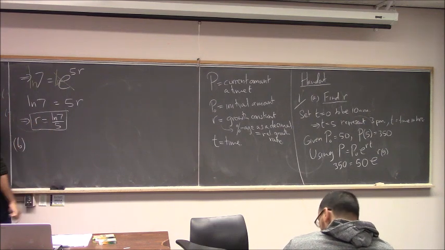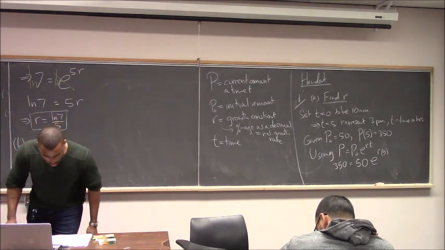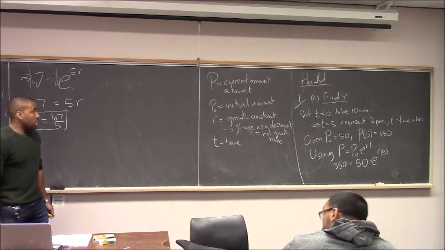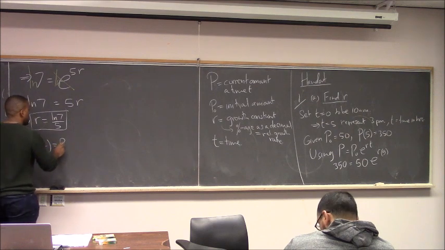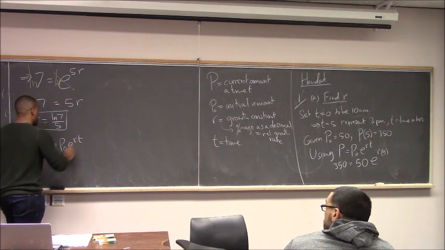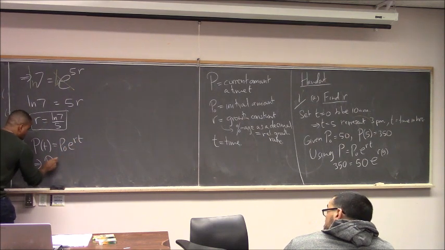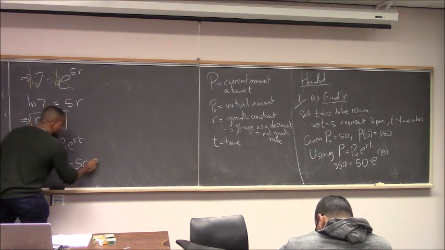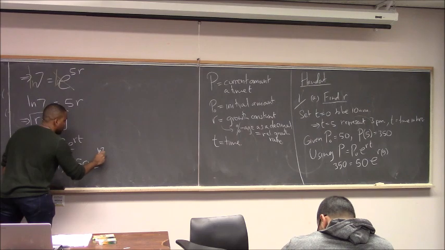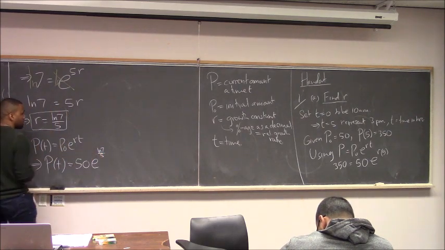Part B. Find the formula for P of t. Now we know that P of t is equal to P naught e to the rt. This means that P of t is equal to 50, because that's P naught, e to the ln of 7 over 5, because that's r, times t. That's the formula.